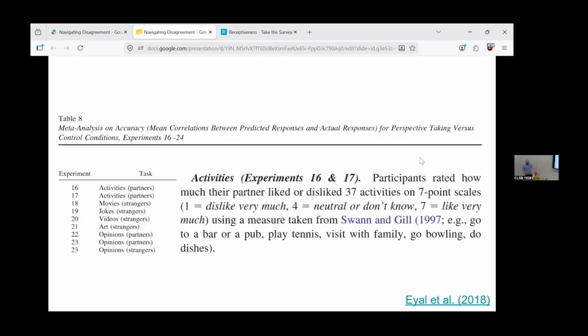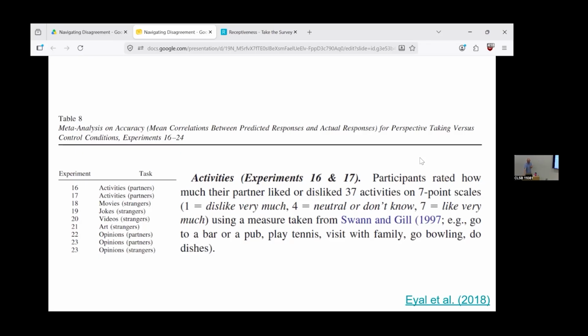What does that mean? So I'll run through a couple of them. For activities, participants rated how much their partner or the stranger they're talking to liked or disliked 37 activities on 7-point scales from dislike very much to like very much. And some of these activities were go to a bar or pub, play tennis, visit with family, go bowling, etc.